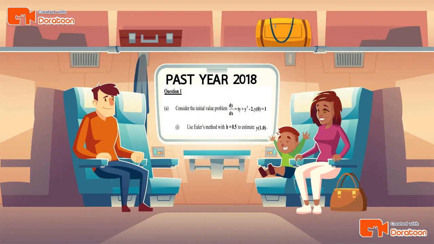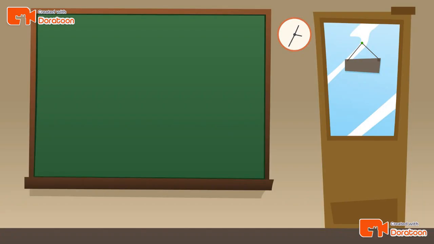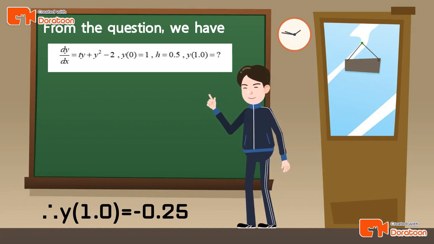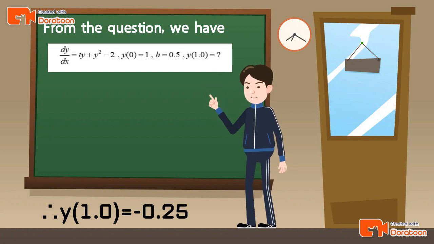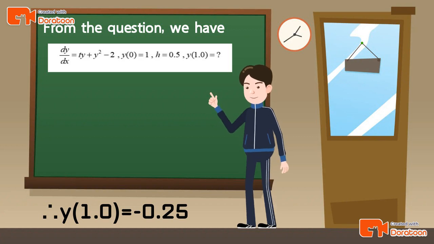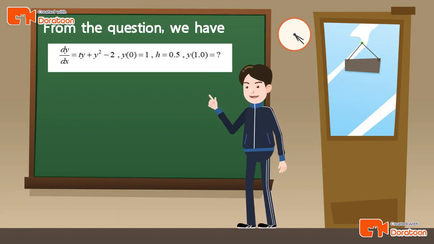Okay, so first, the question is from 2018, question 1. For this question, we need to solve the initial value problem by using Euler method with h equals 0.5 to estimate the value of y(1.0). From the question, we have dy/dx equals ty plus y squared minus 2 with initial value y(0) equals 1 and h equals 0.5, and we need to find the value of y(1.0). Since h equals 0.5, we only need 2 steps to solve this problem.